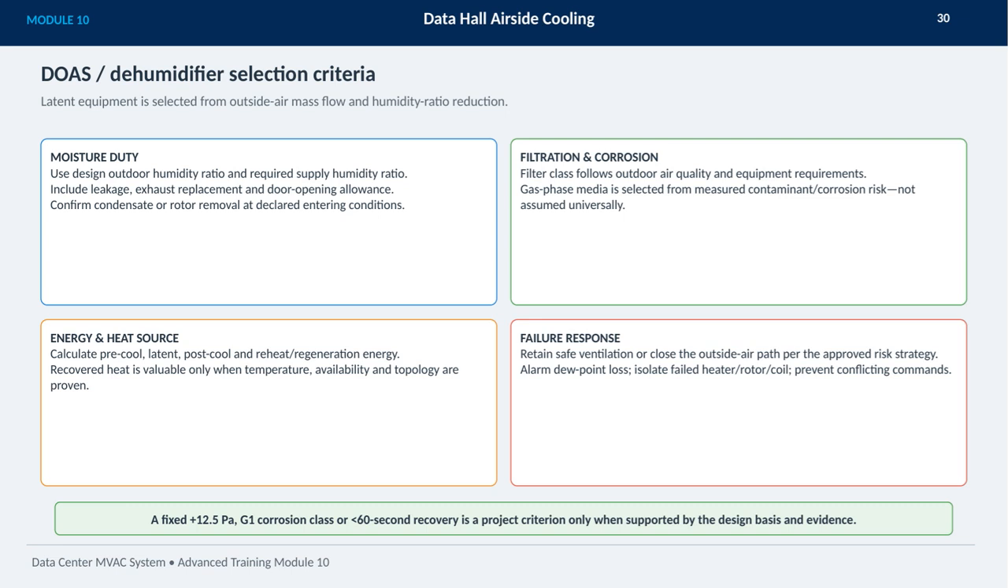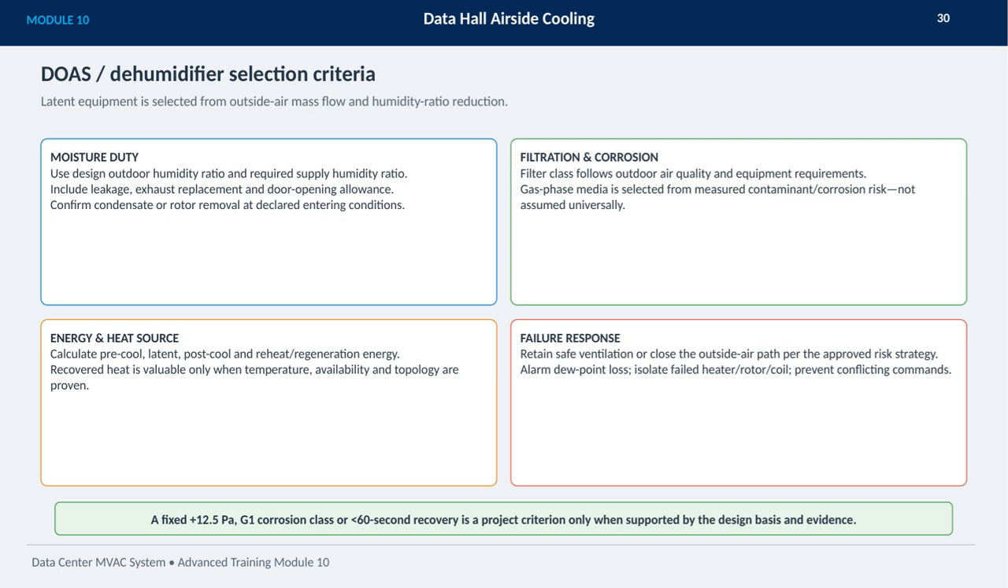Next, filtration and corrosion protection are tailored to the outdoor air quality. Filter classes are chosen based on actual requirements, and gas phase media selection depends on measured contaminants or corrosion risks, rather than generic assumptions. Energy considerations include calculating pre-cooling, latent, post-cooling, and reheat or regeneration energy demands.